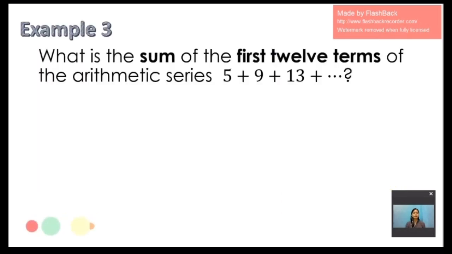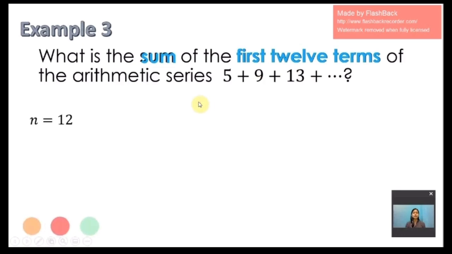Third example. What is the sum of the first 12 terms of the arithmetic series 5 plus 9 plus 13 plus and so on? As you can see, this is an infinite series. We don't know the next terms, and you are asked to find the sum of the first 12 terms. In the previous examples, the first and second, the last term is given. Here, we don't know the last term.